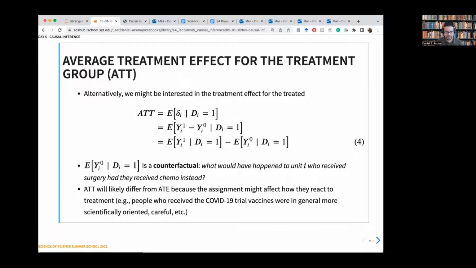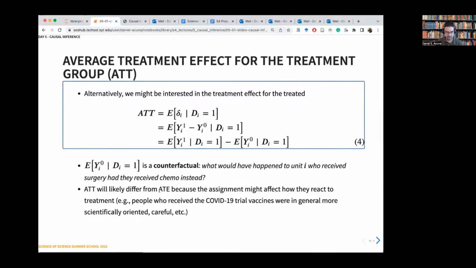So ATT might likely differ from ATE. The average treatment effect on the treated might differ from the average treatment effect because people react to treatment. People who received the COVID trial vaccines were in general more scientifically oriented and careful. So that changed things: we are selecting a different population.